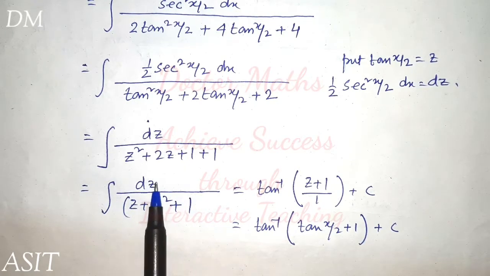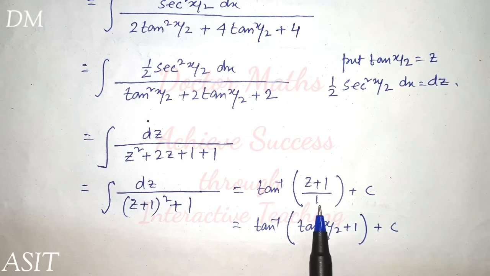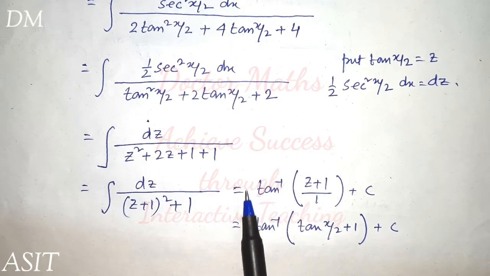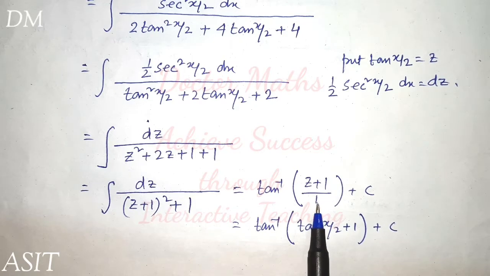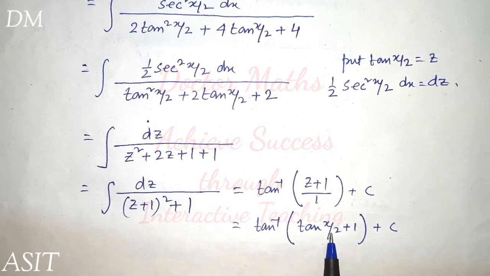So it is the integration of dz by z plus 1 whole square plus 1, which can be written as tan inverse of z plus 1 by 1, because here a is 1. So tan inverse of z plus 1 by a, and 1 by a will become 1, so I have not written that 1. So tan inverse of z plus 1 plus c. So it will be tan inverse of tan x by 2 plus 1, plus c.